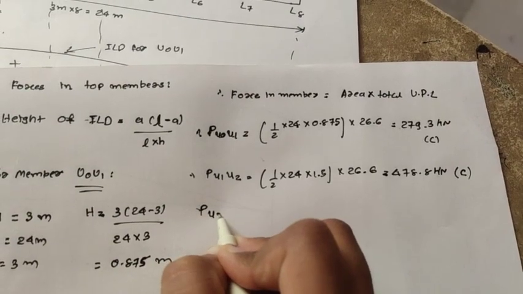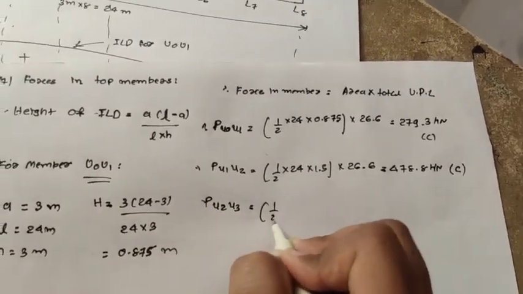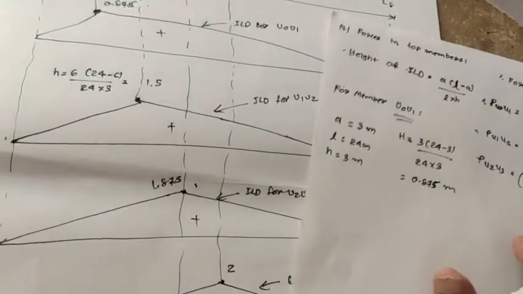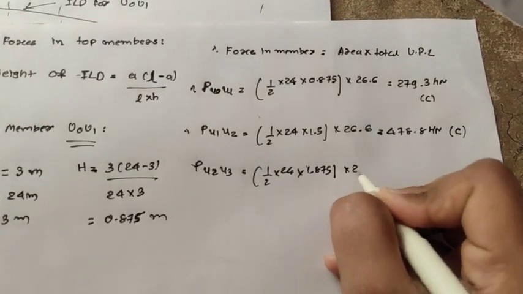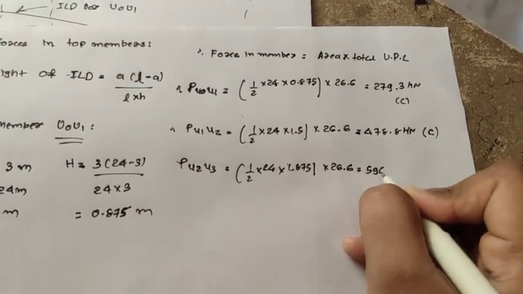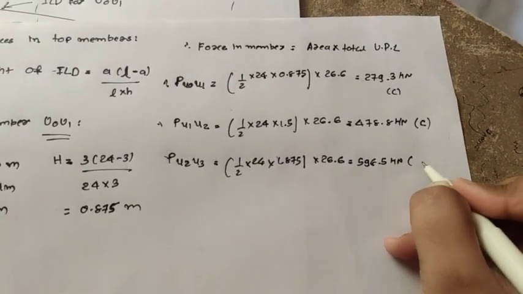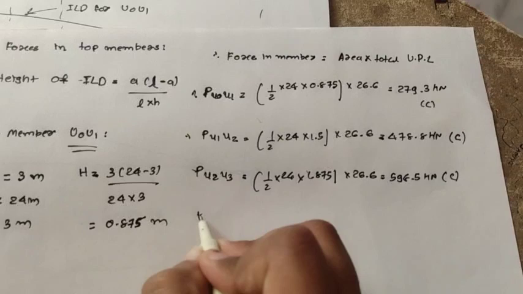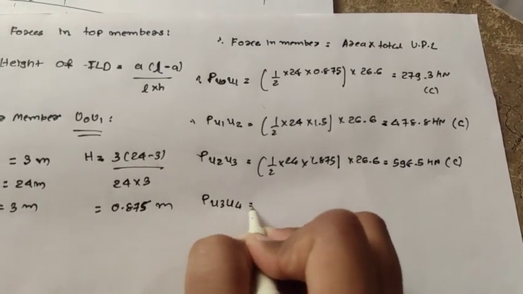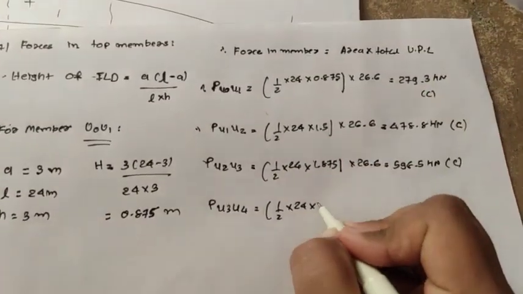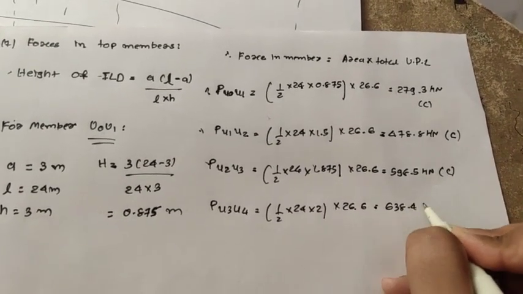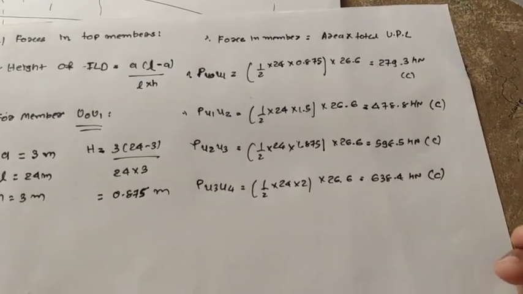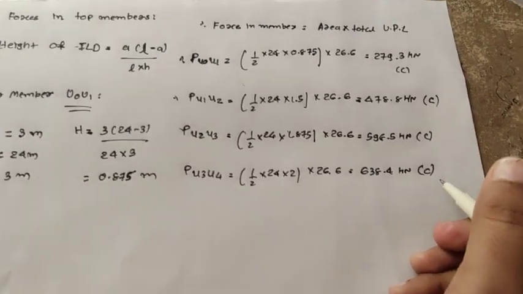Next is PU2 U3, right? So 1/2 of 24, the next height is 1.875. So 1.875 multiplied by 26.6. The answer is 598.5 kilonewton. Because of the plus sign, we consider it in compression. Next is PU3 U4: 1/2 of 24, and the last height of the ILD is 2, right? So multiply by 2, multiply by 26.6. So the answer is 638.4 kilonewton. The answer is plus, so we assume that the member is in compression, right?